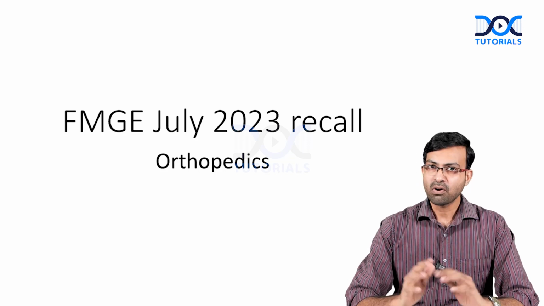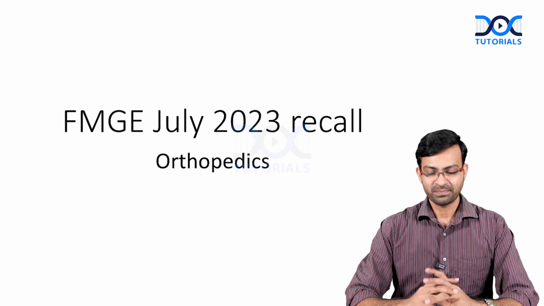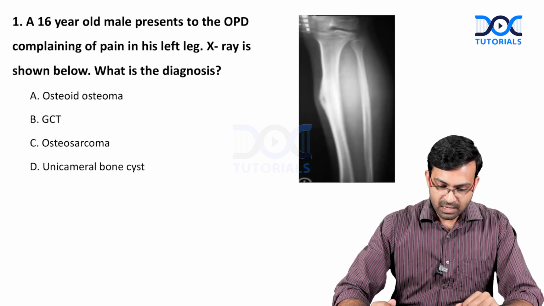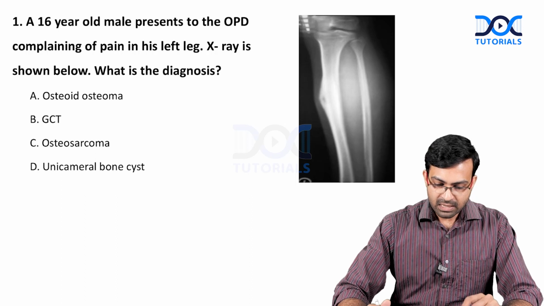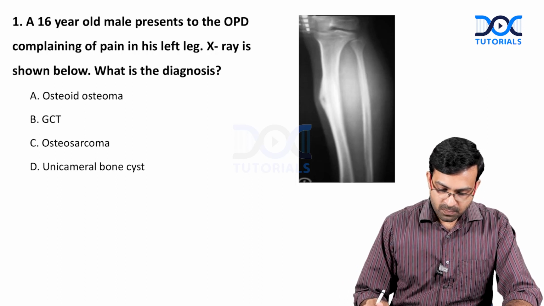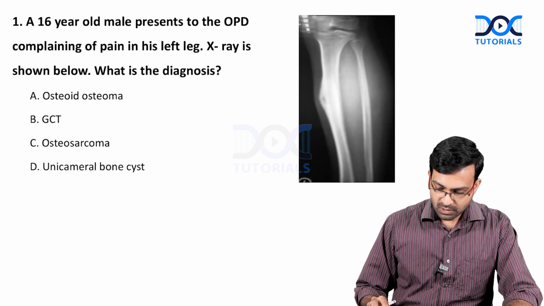I hope that all of you would have got everything correct. Alright, let's move on. Now we'll start with our first question. A 16-year-old male presents to the OPD complaining of pain in his left leg. X-ray is shown below. What is the diagnosis? Is it osteoid osteoma, GCT, osteosarcoma, or unicameral bone cyst?